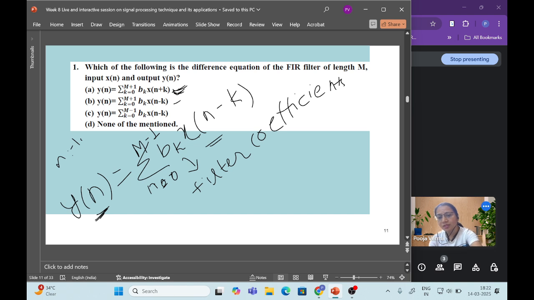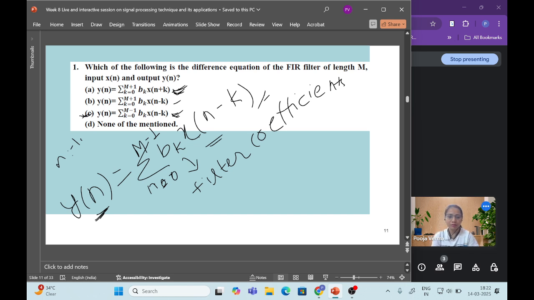Now next option C. Option C is y of n equal to the sum from k equals 0 to M minus 1 of b k x of n minus k. So it depends on the present and past values. So this one is the correct answer for this question. Option D is none of the mentioned. So option C is matching with this equation, so option C is the correct answer for this question.